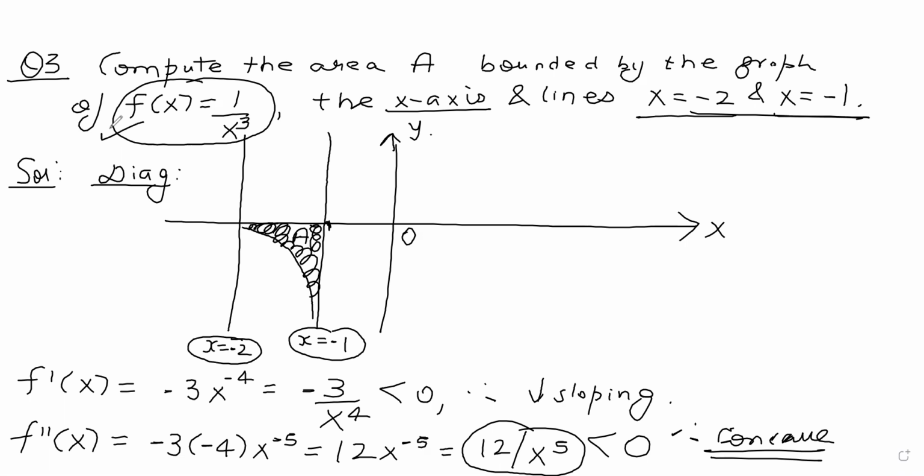How will I plot the graph of f of x? Check out the first order derivative. It's less than 0, since x to the power 4 is always positive because 4 is an even power. So f dash x is negative, which means the graph is downward sloping. F double dash x is also negative because x is negative from -1 to -2. That means the graph is concave.